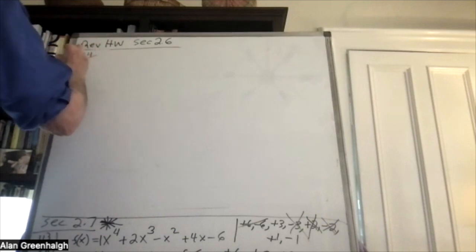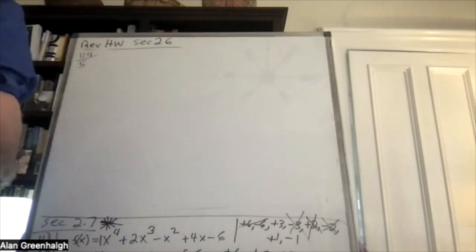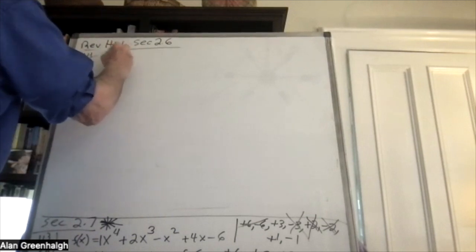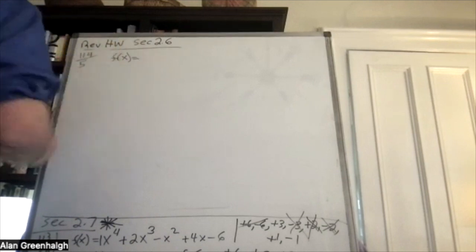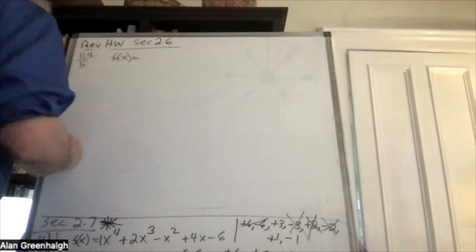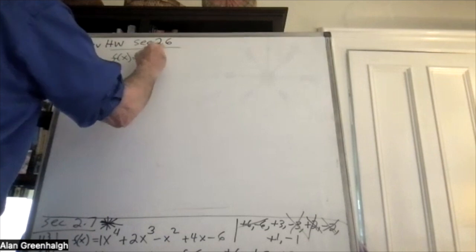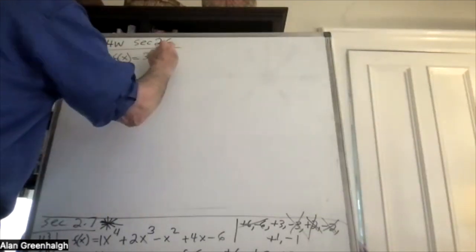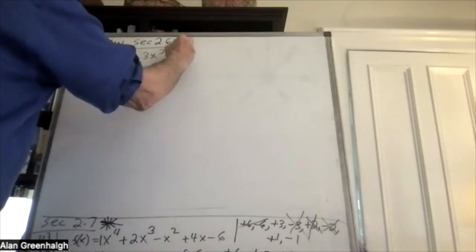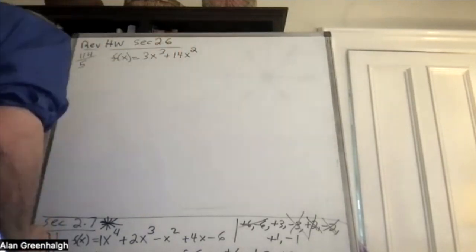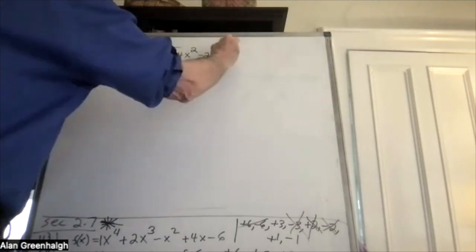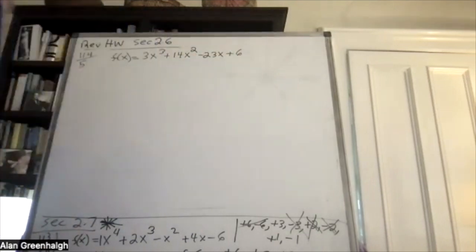114, problem 5. And you're given this function. F of x equals 3x to the third plus 14x squared minus 23x plus 6.